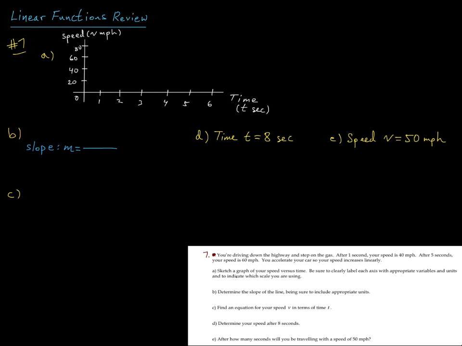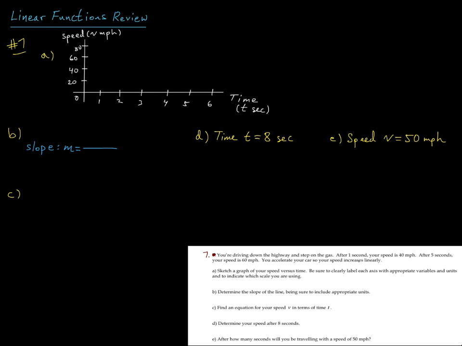Part A says sketch a graph of your speed versus time. Be sure to clearly label each axis with appropriate variables and units and to indicate which scale you're using. Okay, so I've gone ahead and included our axes up here above, and I'm labeling the horizontal axis as time, and I'll use the variable t there, and t is measured in seconds. And the vertical axis is our speed, and I'm going to go ahead and use v there, v for velocity, and plus my s's look a lot like fives. Okay, so that's measured in miles per hour.